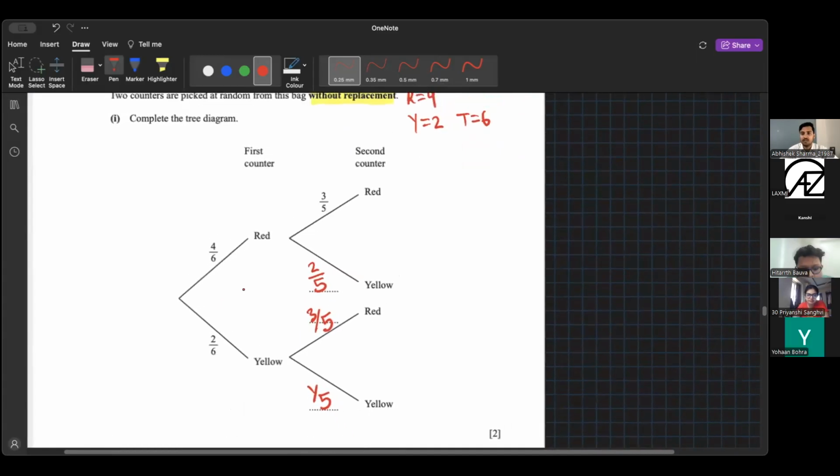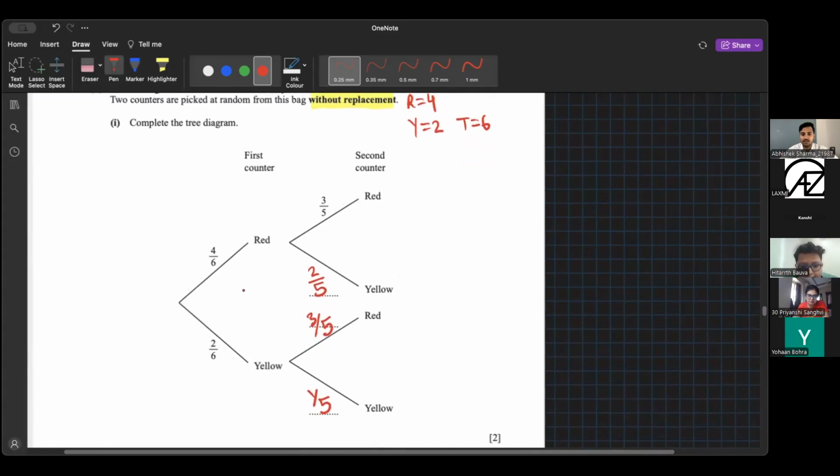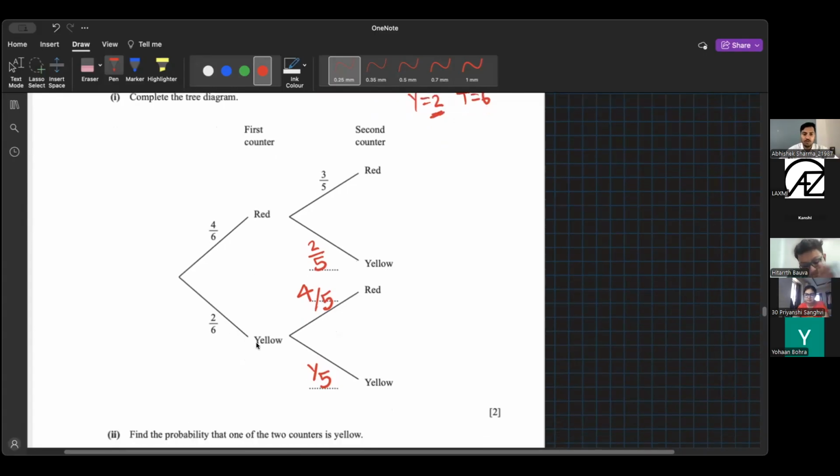Yes. So sir, red will be 4 by 5, right? Red will be 4 by 5. Yeah, because red is not picked yet. If the first one is yellow, and we have not picked red, it will be 4 by 5. That's perfect. Yes, 4 by 5. Yellow will reduce by 1, so 1 by 5.